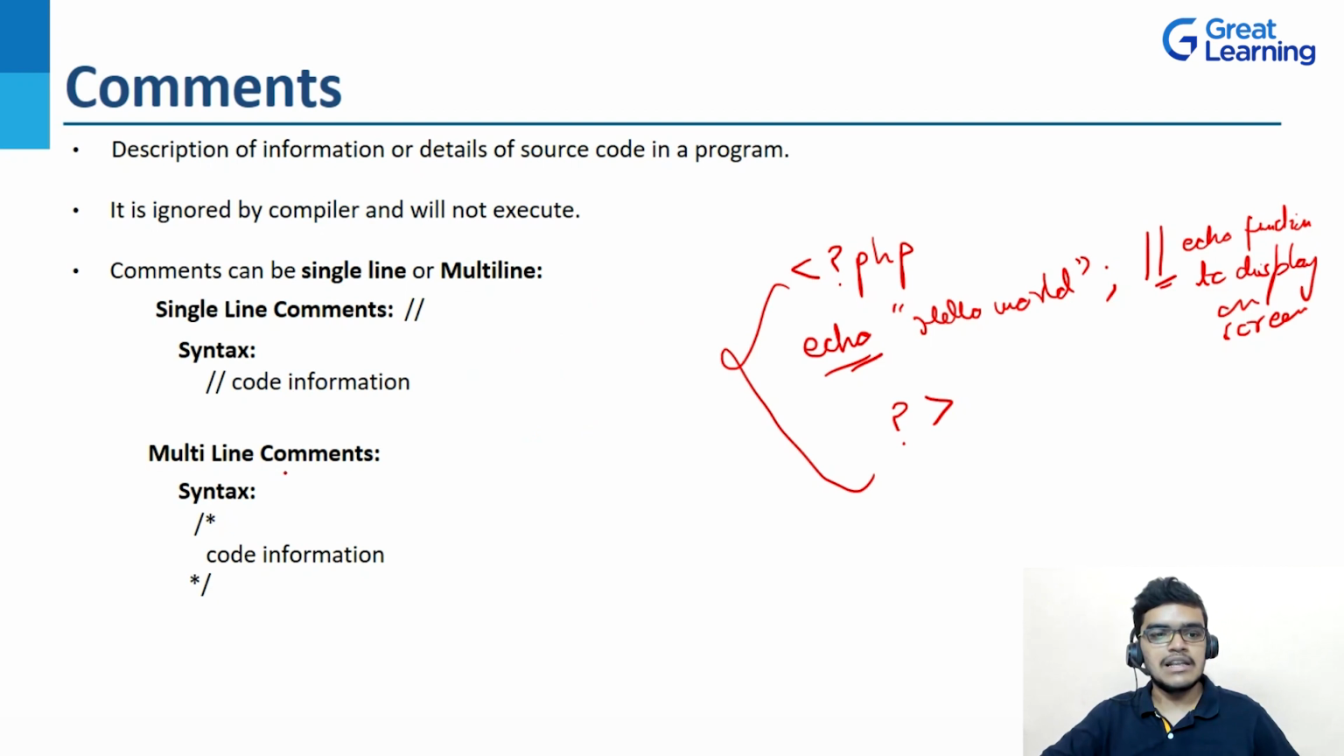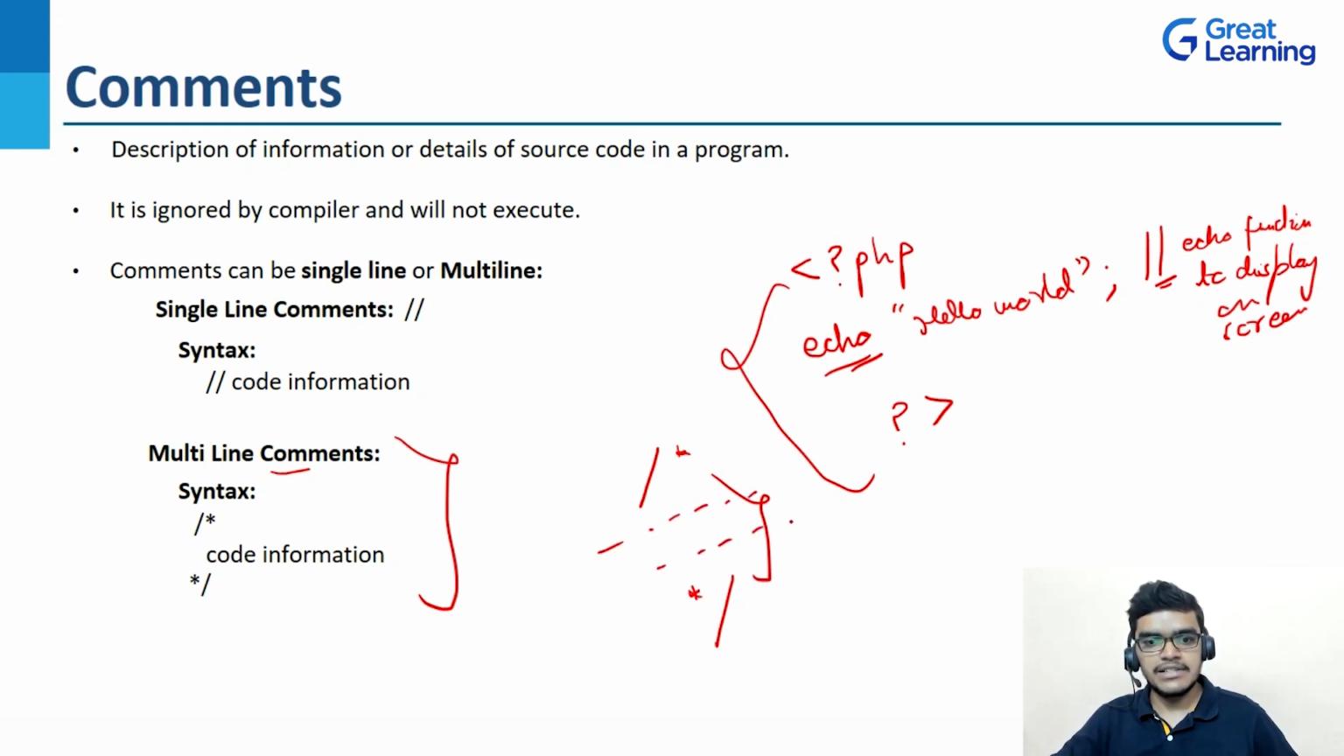Now let's move to multi-line comments. So in multi-line comments I can write here slash and then asterisk, and if I want to close, then I can write asterisk and then slash, and inside that I can write a piece of information in multiple lines, right?